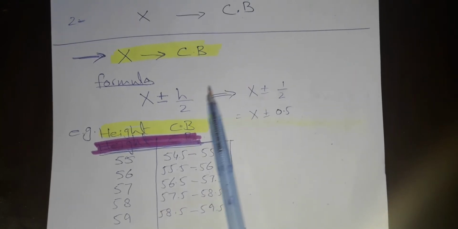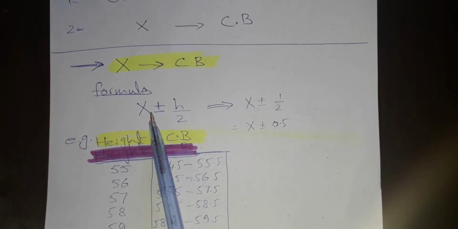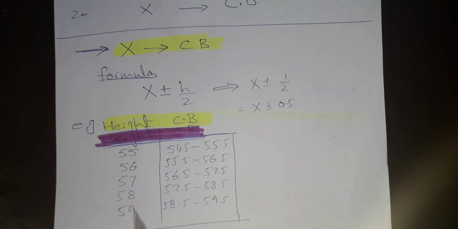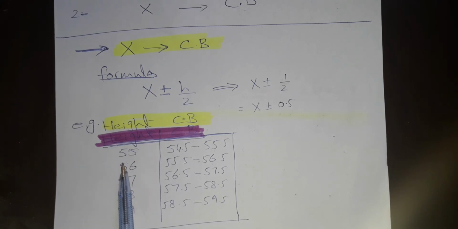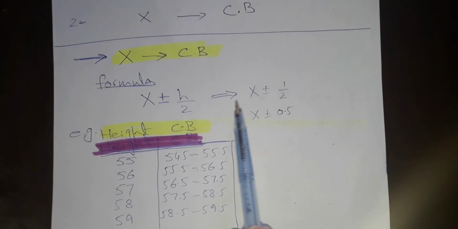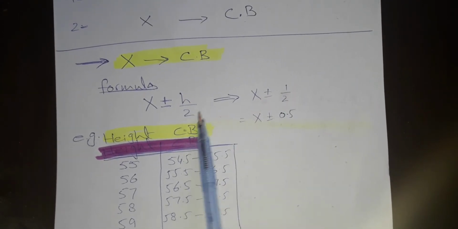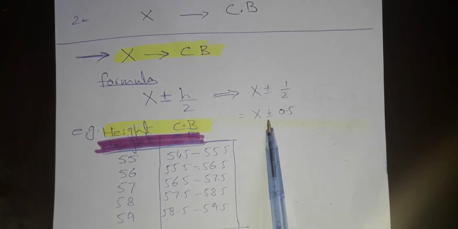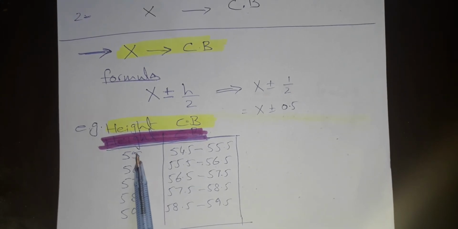So what is the formula for making class boundary? x plus minus h by 2. What is h? h is the class interval. The interval between these two values is 1: 56 minus 55 is 1. The gap is 1, so we use 1 here, 1 over 2. x plus minus h by 2, x plus minus 1 by 2. 1 by 2 means 0.5. So x plus minus 0.5.